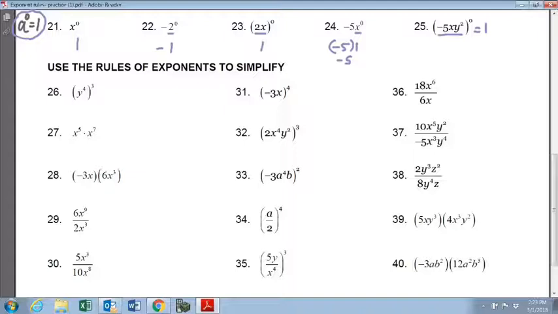Here we have a power to a power, so we're going to multiply the exponents. Power to a power rule. On number 27, that's a product of 2 powers of x, so we're going to add the exponents. Now number 28 is very similar. It's all multiplication. We have 2 powers of x that are being multiplied.